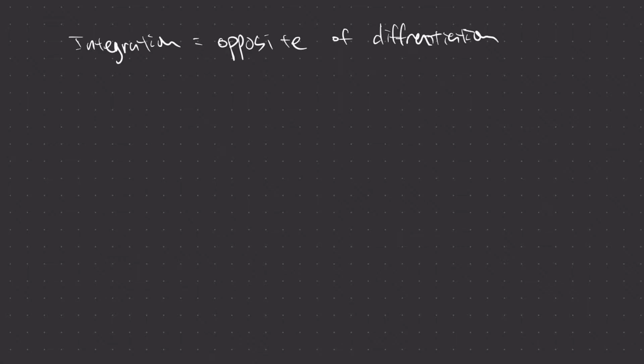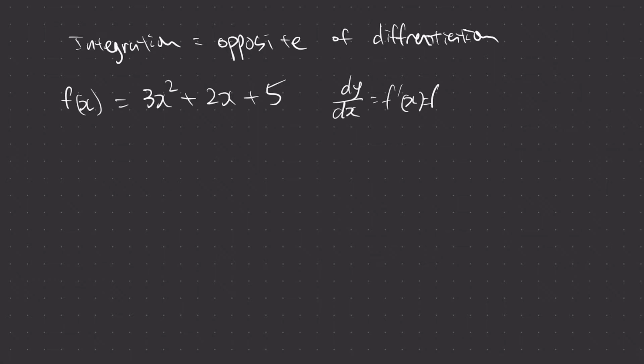So let's just say our original function is 3x squared plus 2x plus 5, okay? Let's say something like that. Now, what is the derivative? We know that the derivative will be this, right? F prime of x is equal to 6x plus 2, right? Obviously. Based on the derivative videos, we know how to get from here to here, right? Now, we want to go the opposite direction, okay?